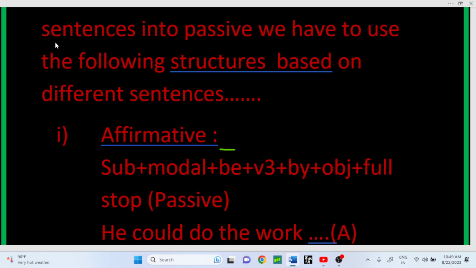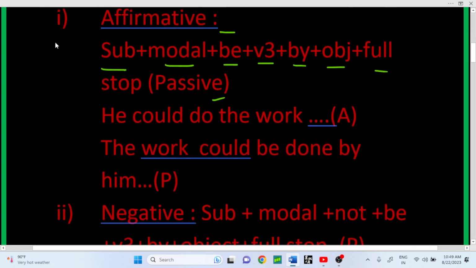In case of an affirmative sentence, the passive structure is: at first we have to use subject, modal verb, be, third form of the verb, by, object, full stop at the end to make the sentence passive. See the example: he could do the work.